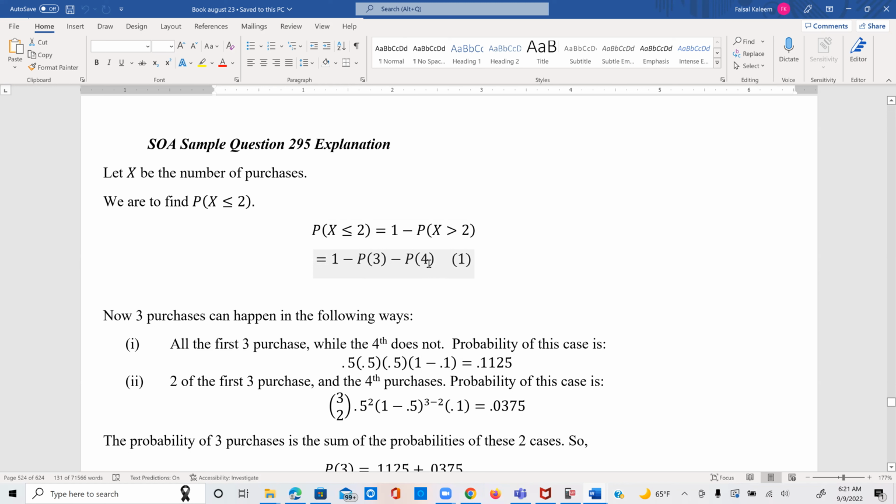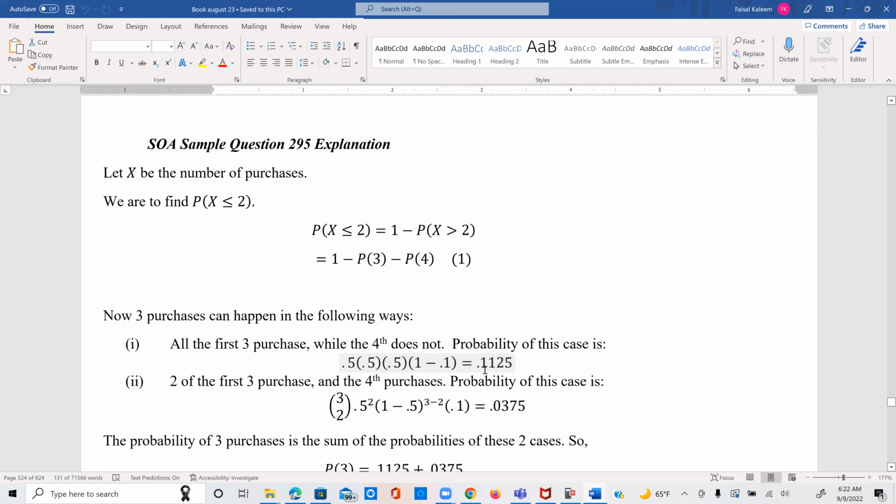Now, basically, we have to find the probability of 3 purchases and 4 purchases. So 3 purchases can happen in the following ways. All the first 3 purchase, while the fourth one does not. Since the purchase probability of the first 3 is 0.5, this probability would be 0.5, 0.5, 0.5, and then the fourth does not would be 1 minus 0.1, because for the fourth to purchase, the probability is 0.1. So for not purchasing, it would be 1 minus 0.1. And therefore, we get 0.1125.